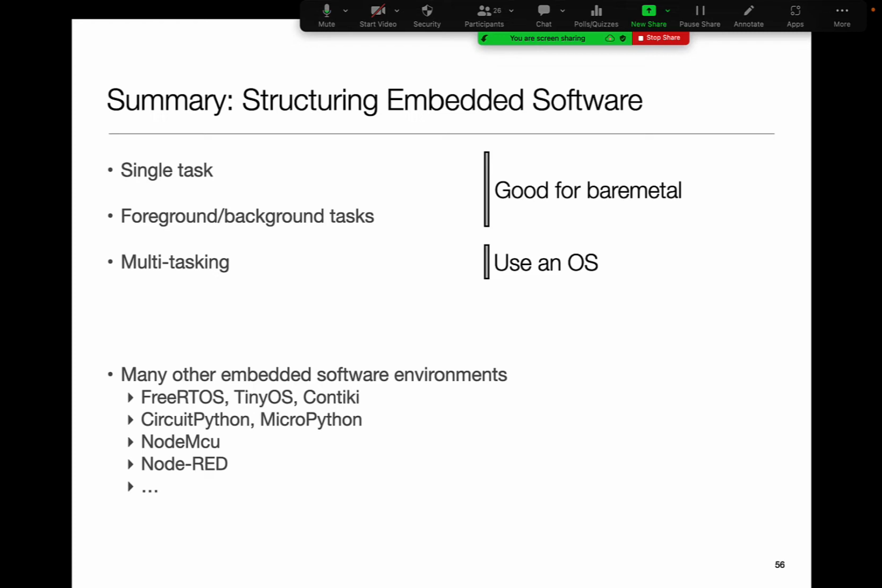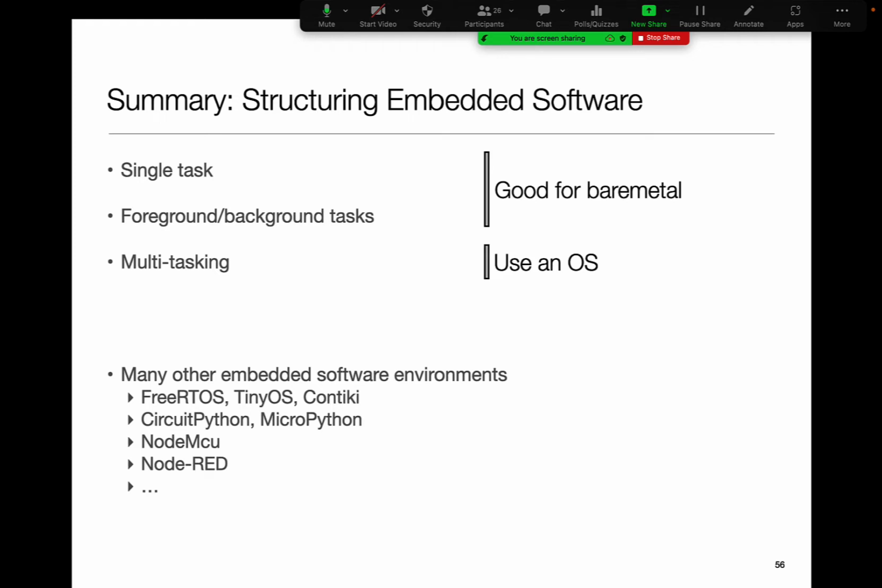I've listed some of the software environments, and there are a few other things I wanted to mention. Firstly, FreeRTOS, TinyOS, Contiki, Zephyr, Mbed, these are all operating systems somewhere along the spectrum. TinyOS is foreground/background, for example. FreeRTOS is a multitasking operating system. Contiki is again foreground/background.